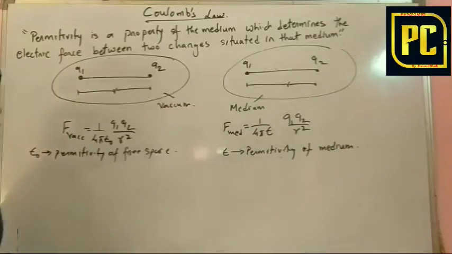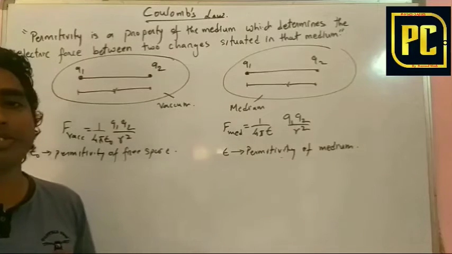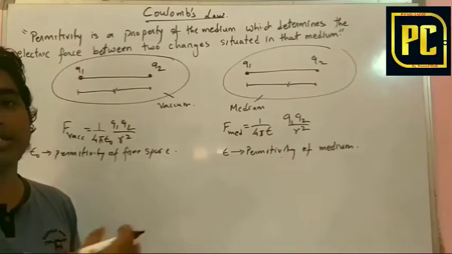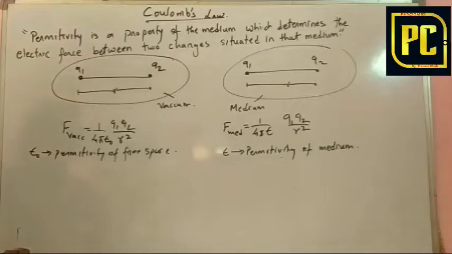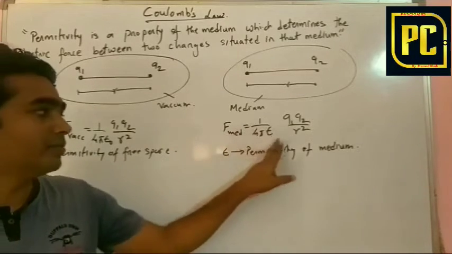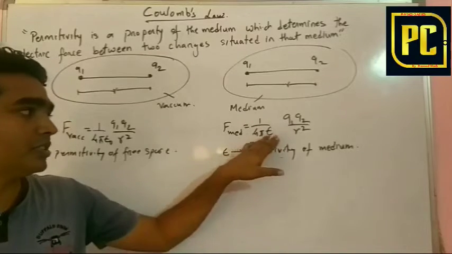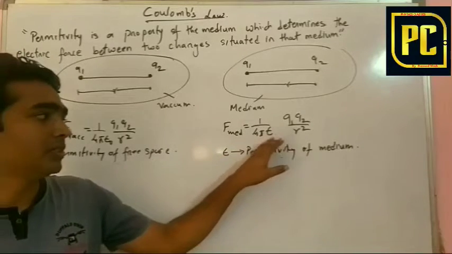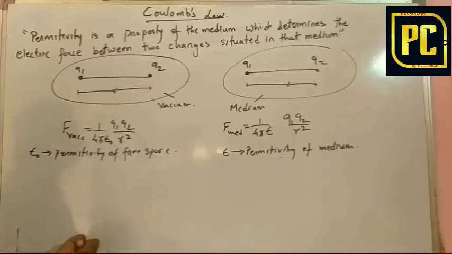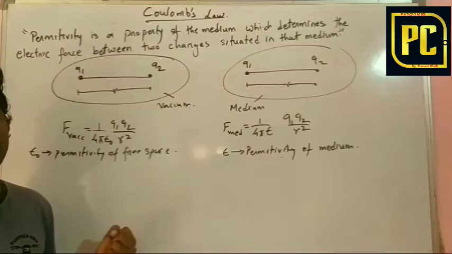Now this is the property of a medium which determines how much force, attractive or repulsive, the charges will have in their medium. So the more the permittivity, the less the force. The less the permittivity, the more the force, because it is in the denominator. If the permittivity value is very high, the force will be less. If the permittivity value is less, then the force will be high.